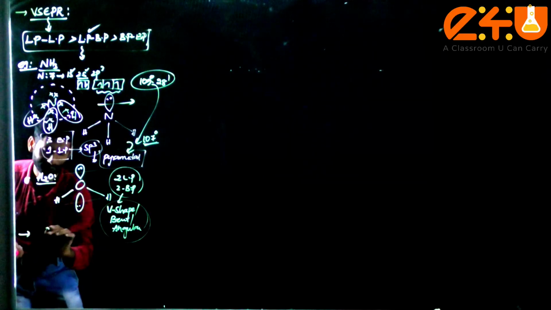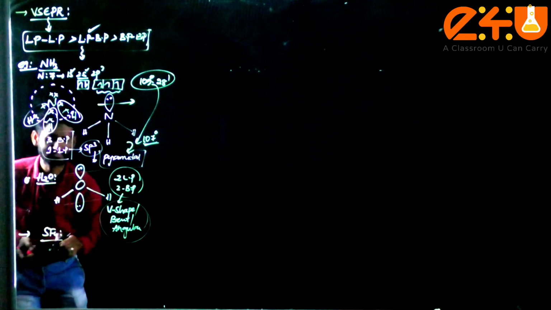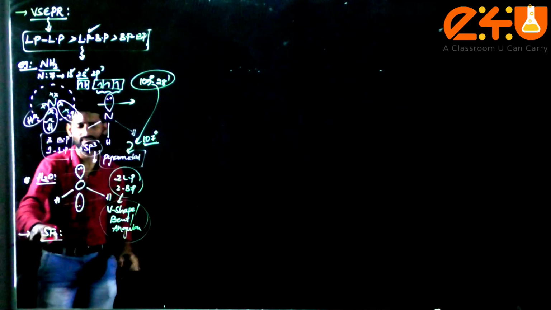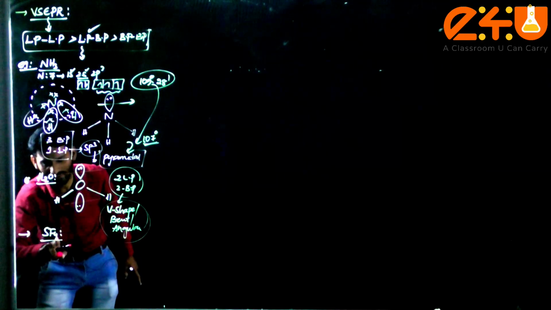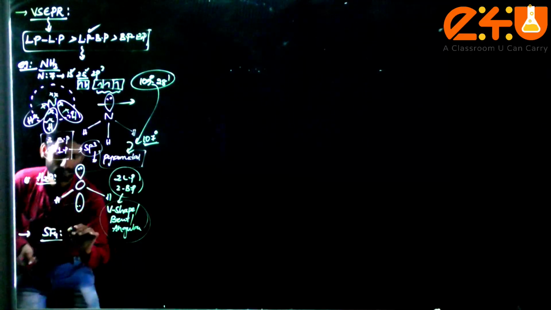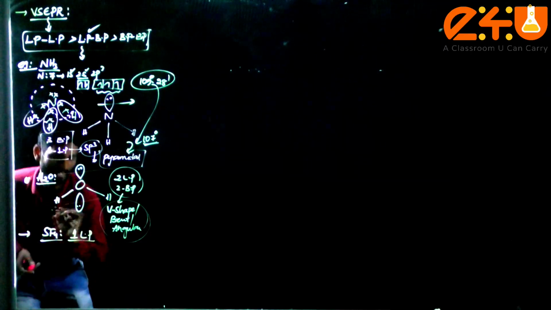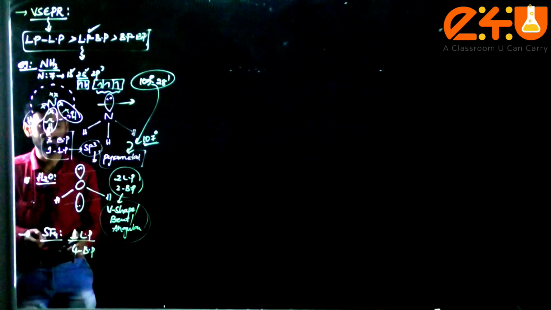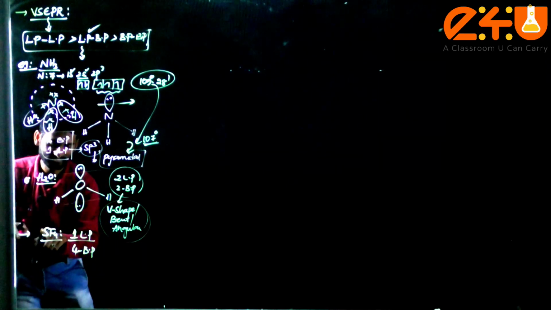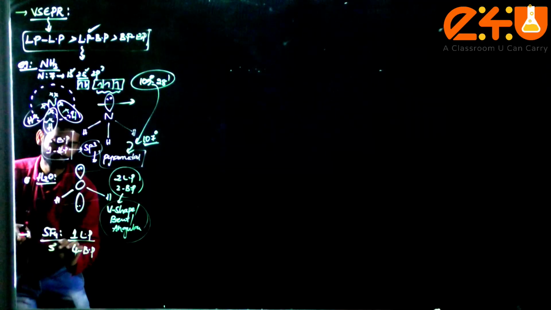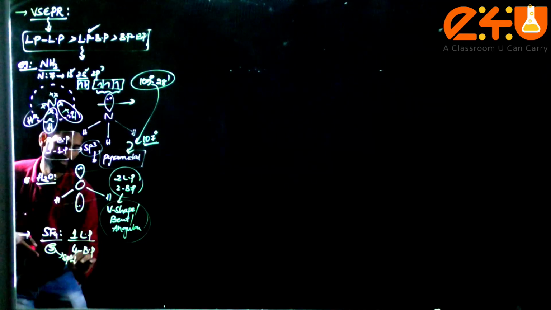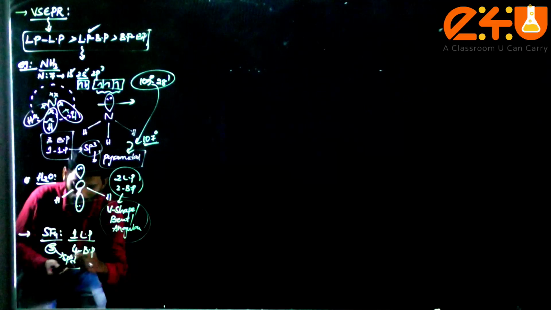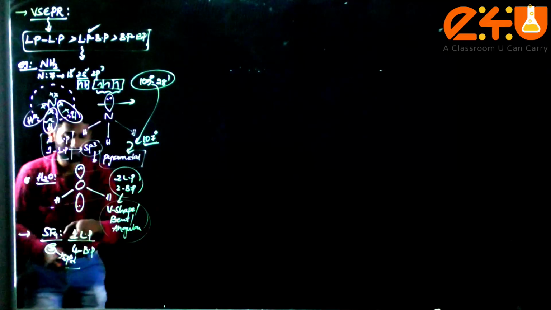Next comes the SF4 molecule. In SF4 there are 6 valence electrons. Out of 6, how many participate, dear students? 4. That means 6 minus 4, you can easily identify, that is 1 lone pair. How many bond pairs are there? There are 4 bond pairs. Now come to the hybridization: 6 plus 4, by 2, that is equal to 5. 5 means sp3d.